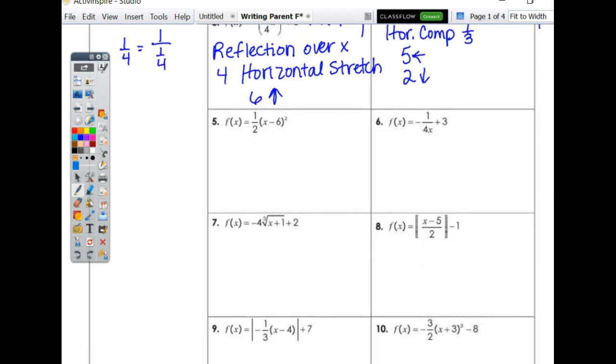Okay, so next I'm going to do number 6. So the parent function for number 6, if you take away all the numbers and the minus sign, it's 1/x, which is the rational or the reciprocal, either one. And so this gets graphed like this. So the way this is written is really this. That's really how it's written. So that makes the -1/4.